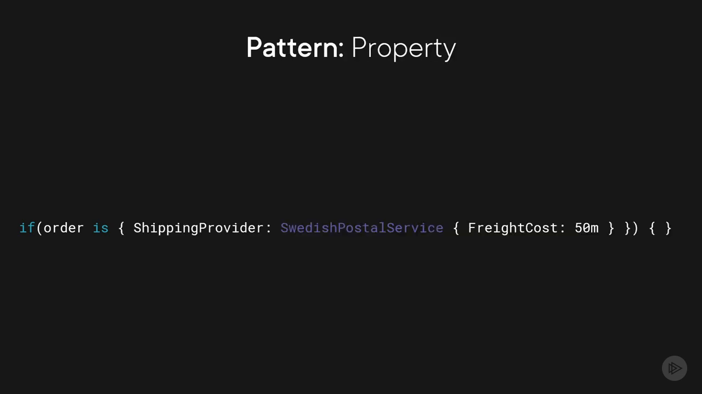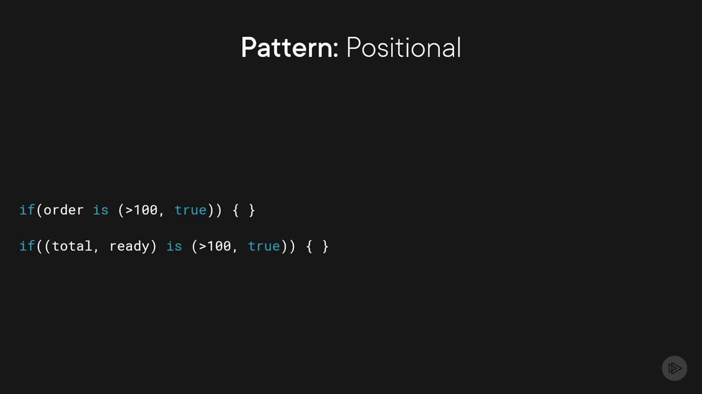The property pattern lets you check if the property has a certain value by allowing you to write a pattern for that property. This is a nested pattern that will first check if you have an instance and then evaluate the pattern for the property. You could use this in combination with the relational pattern or with other patterns as well. The positional pattern lets you write a pattern that matches on the values that are produced when deconstructing a type. It also lets you write a pattern that matches the value inside a tuple.